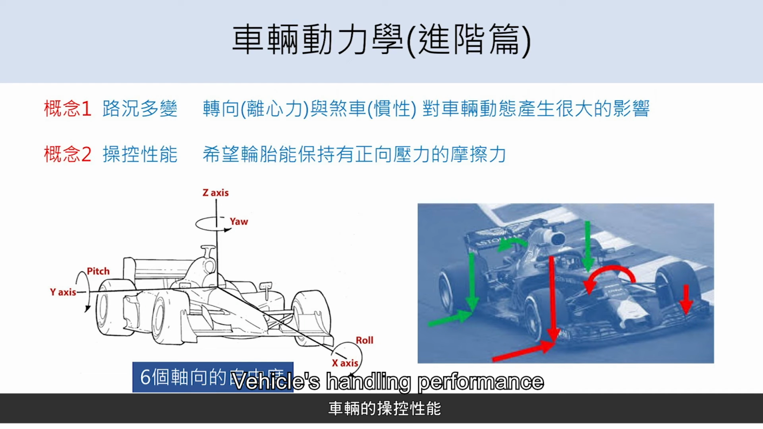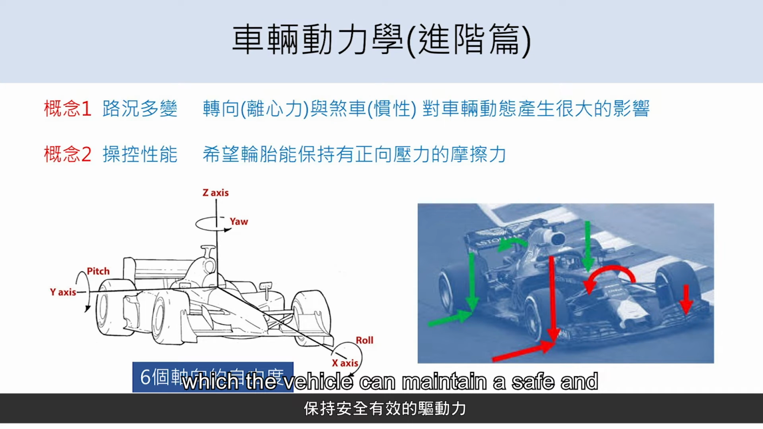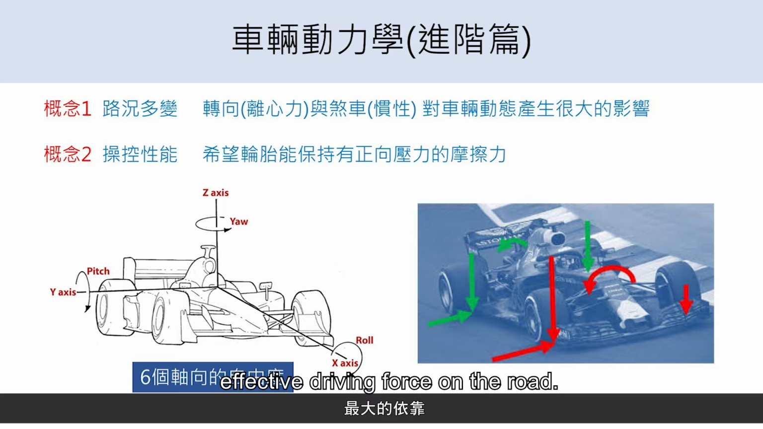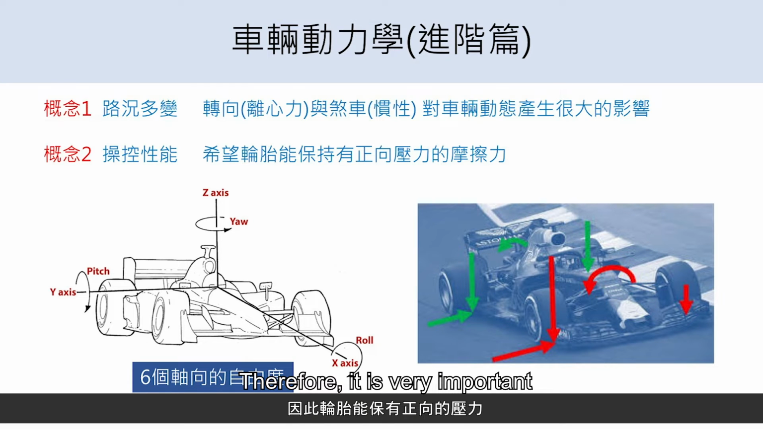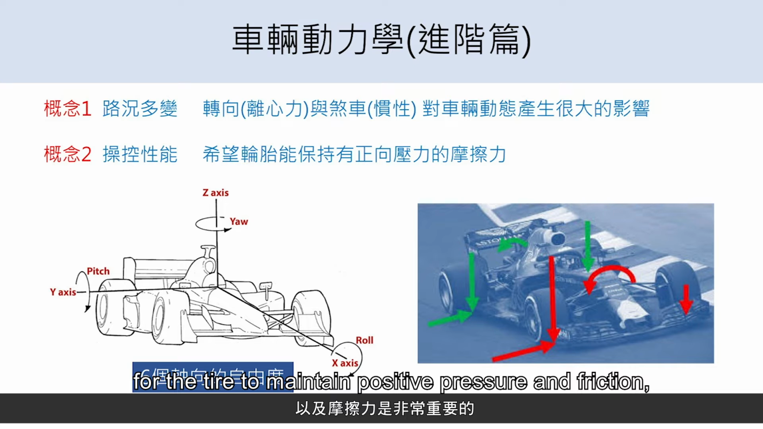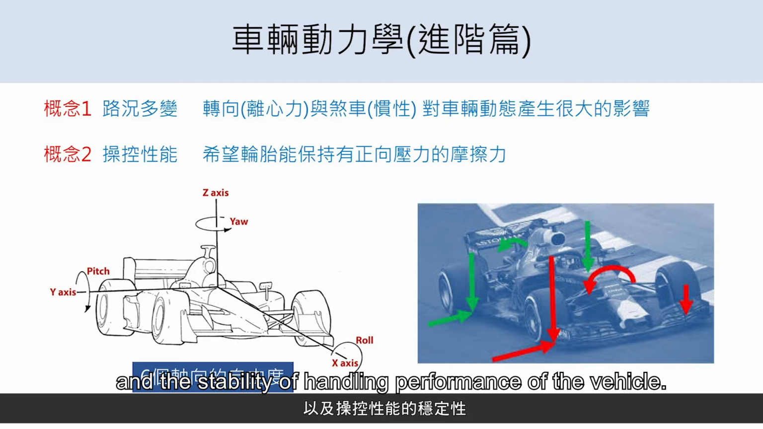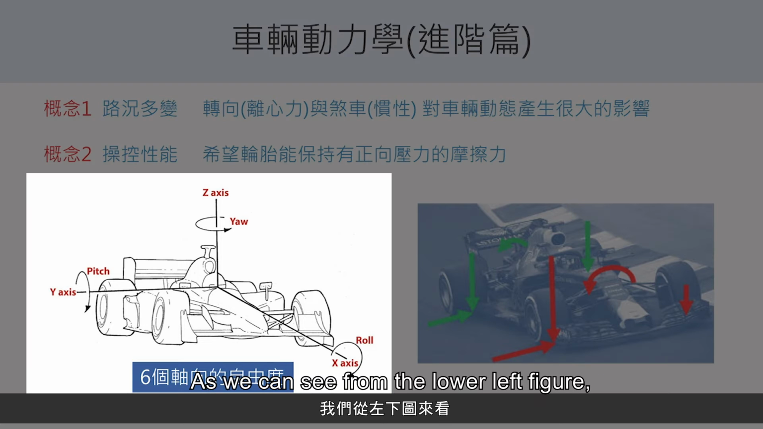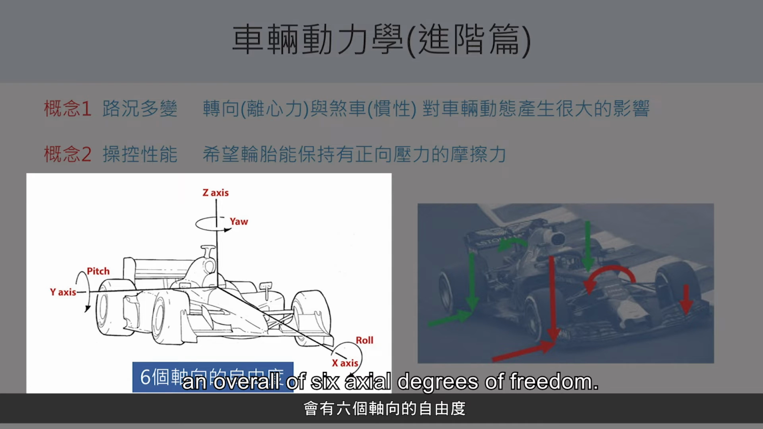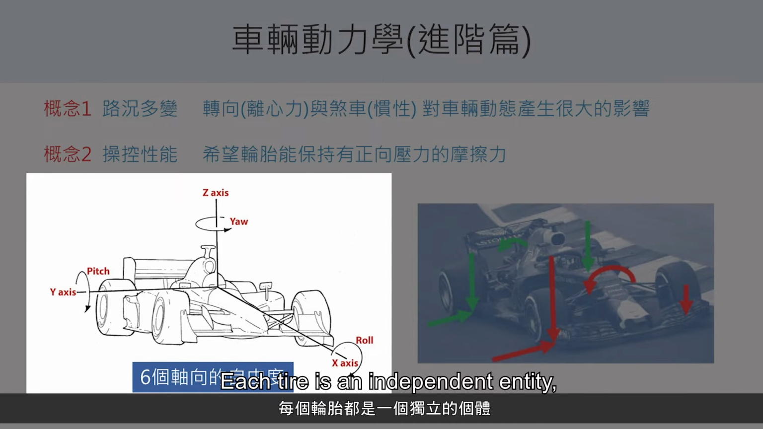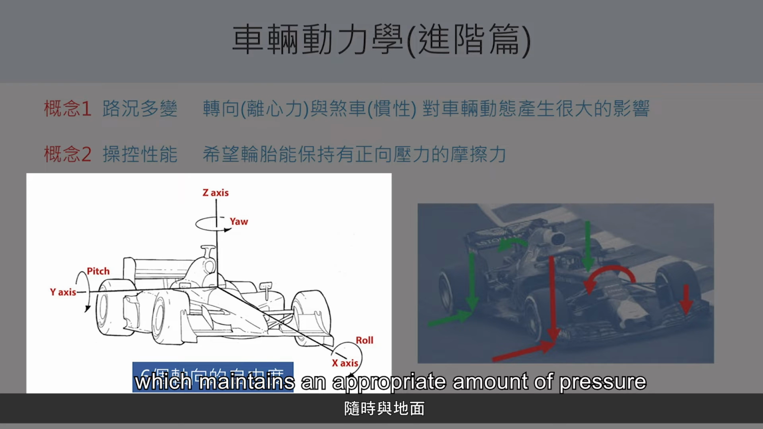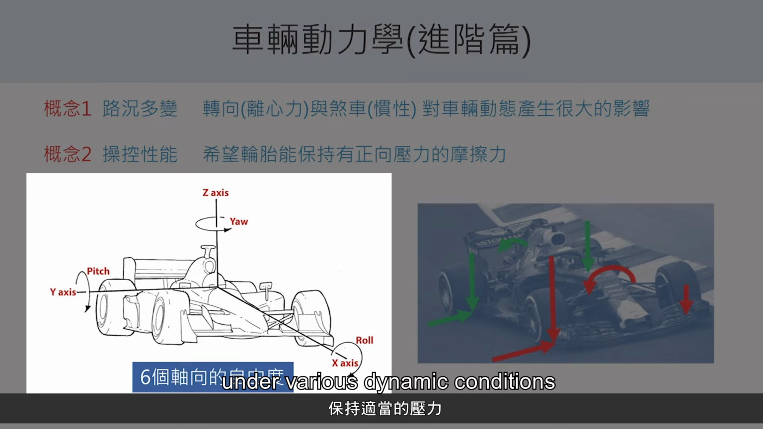Concept 2. Vehicle's handling performance. Tire is the greatest reliance on which the vehicle can maintain a safe and effective driving force on the road. Therefore, it is very important for the tire to maintain positive pressure and friction, which is related to the driving safety and the stability of handling performance of the vehicle. As we can see from the lower left figure, the vehicle has an overall of 6 axial degrees of freedom. Each tire is an independent entity, which maintains an appropriate amount of pressure with the ground at all times under various dynamic conditions to maintain its driving and safety.